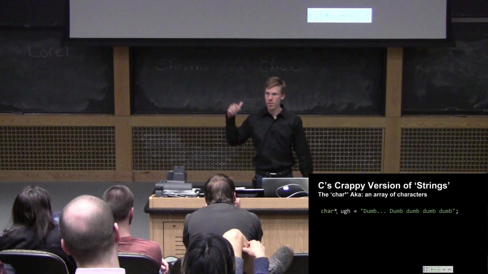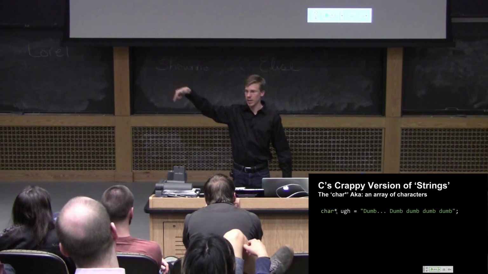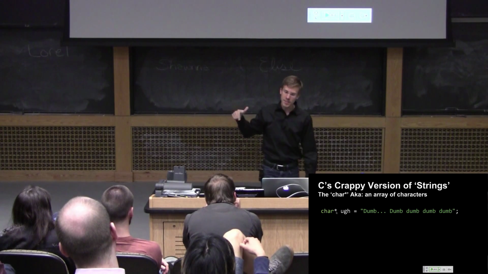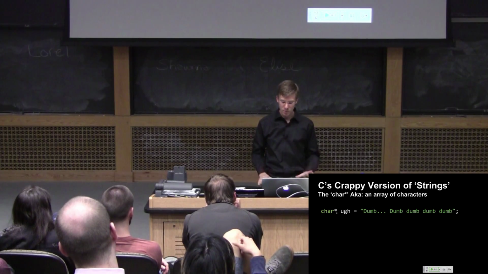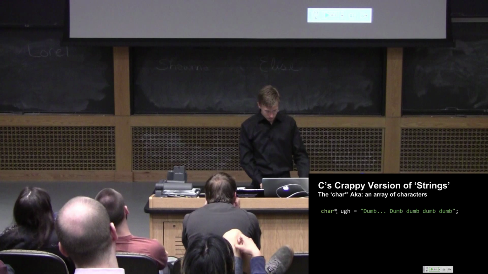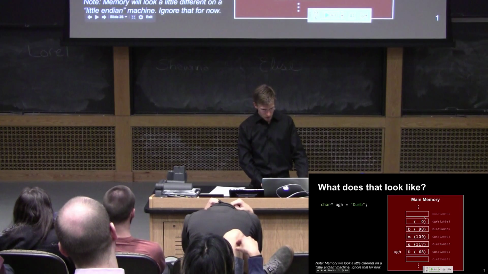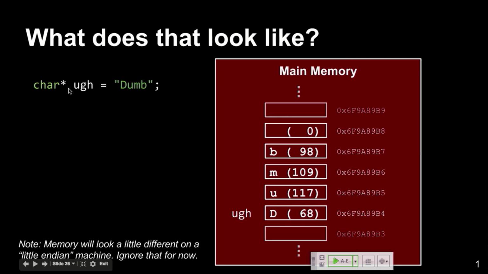I thought a pointer was a thing that points to a single data type, like an int or a float. But this is also how arrays are done. And this will eventually make sense. For now, it's probably just going to cause you lots of brain damage. Next slide. So if we take this chunk of code here, char star ugh equals done, and we stick it in memory, what that ends up looking like is something like this.